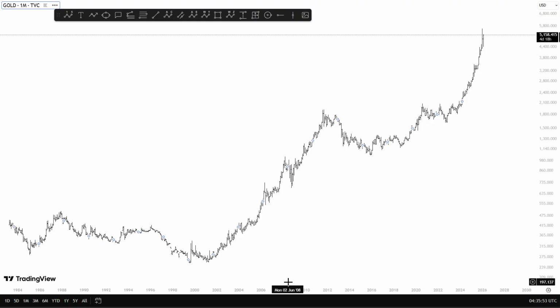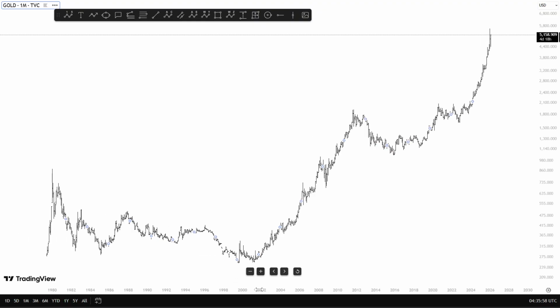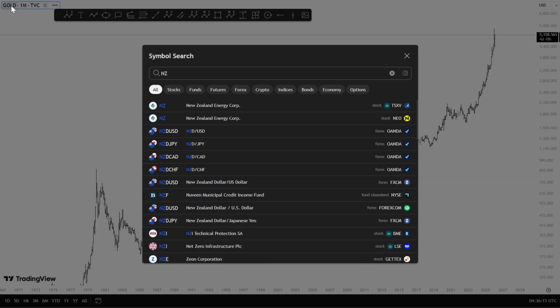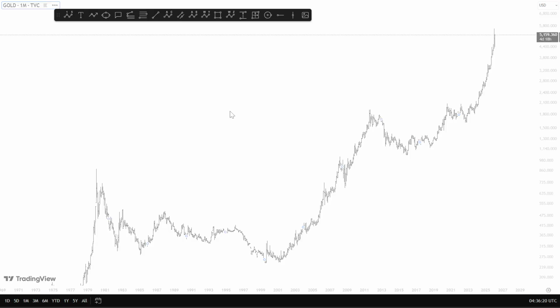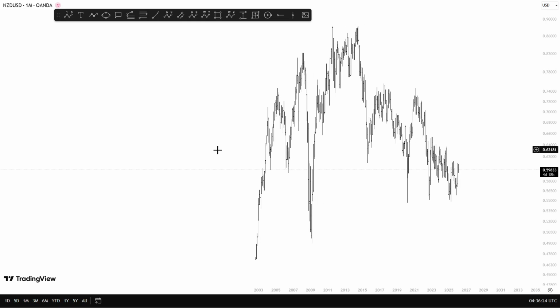For those who love gold and don't have much to trade, and for those stubborn enough to think you can trade gold with a $100 or even $1,000 account, the solution is New Zealand USD. Why? Because New Zealand USD is a commodity currency.